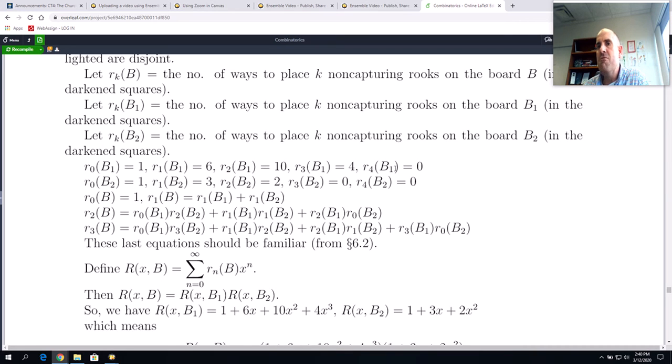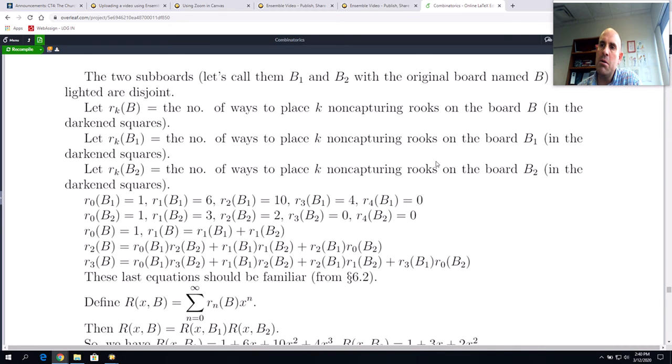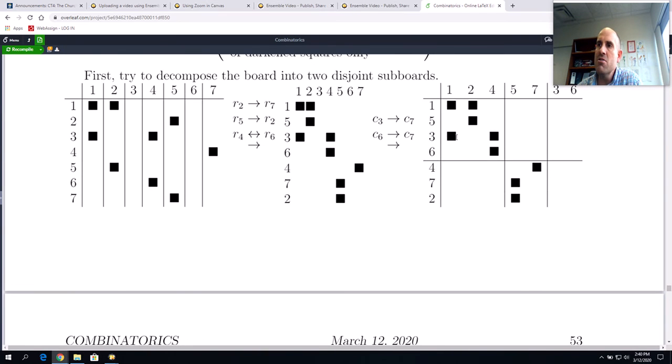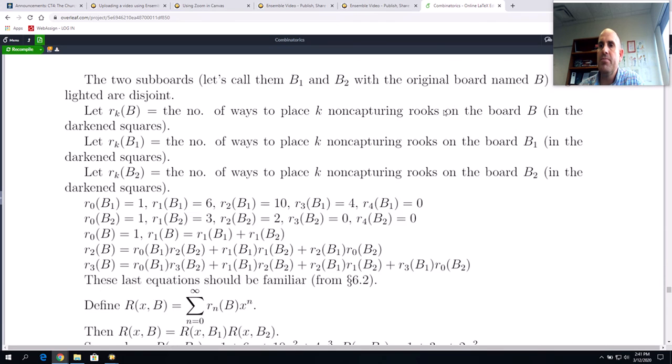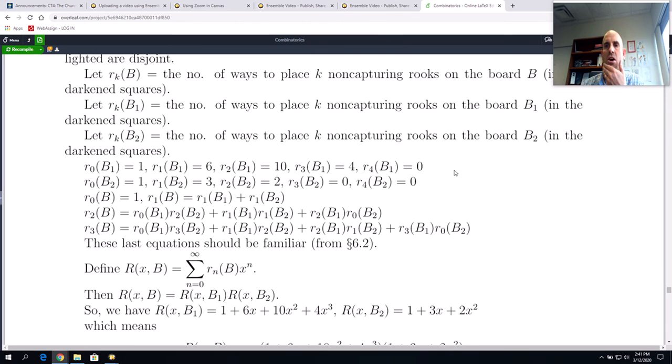And of course, R4 of B1, which means, can you place four rooks on board one? How many ways can you do it? Well, that's clearly zero because I don't even have four columns to work with. I do have four rows, but I don't have four columns to work with. So I can't do it. That's why R4 of B1 is equal to zero.